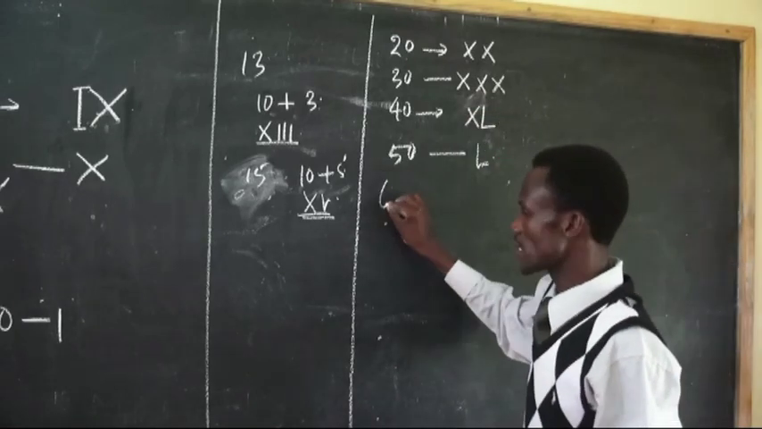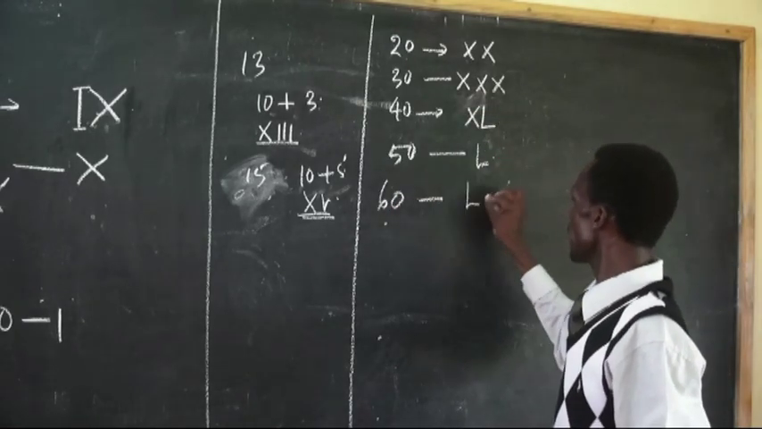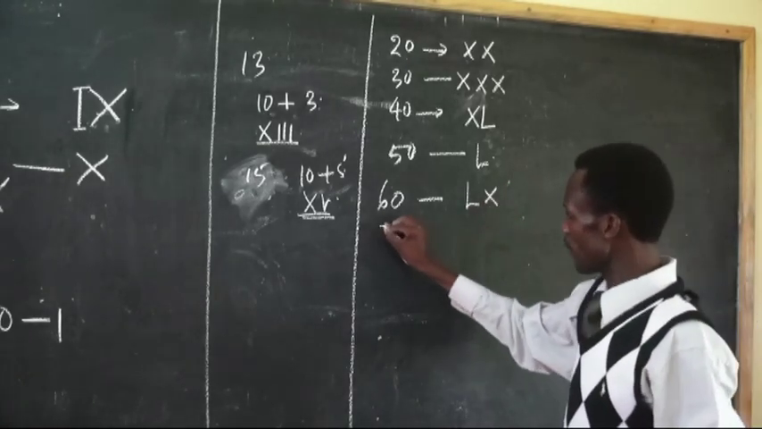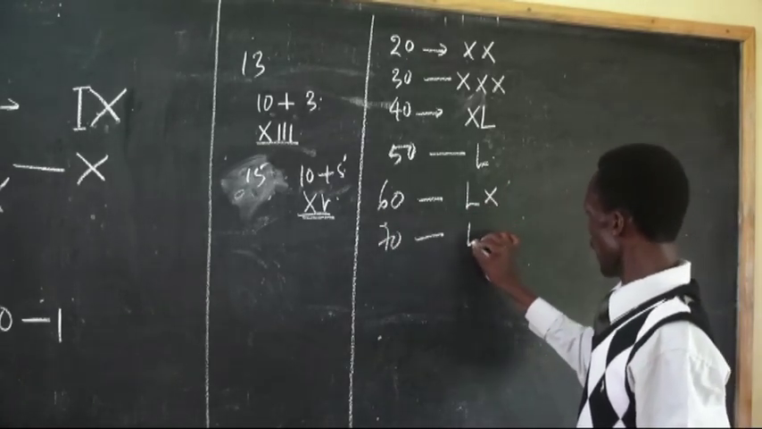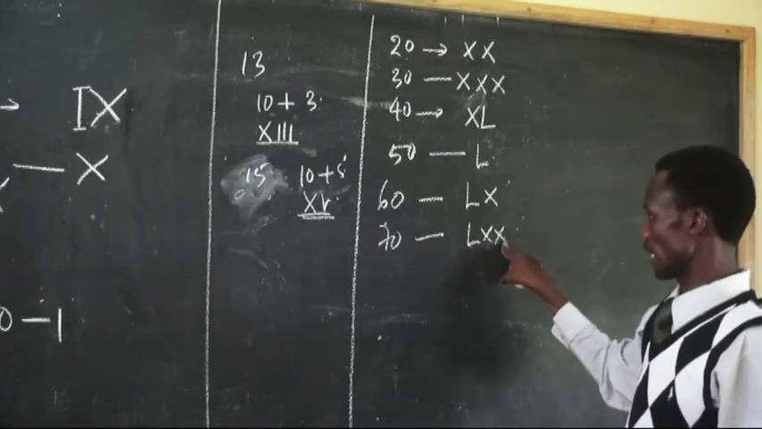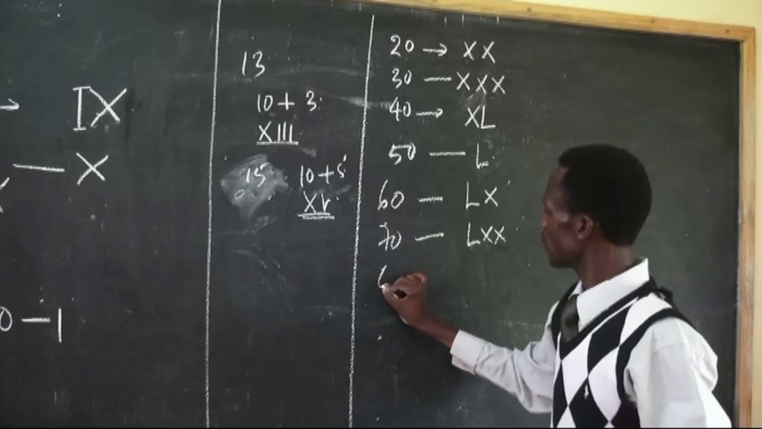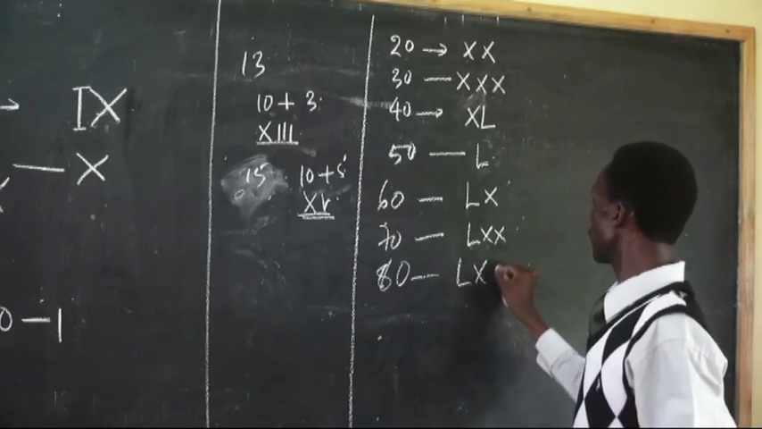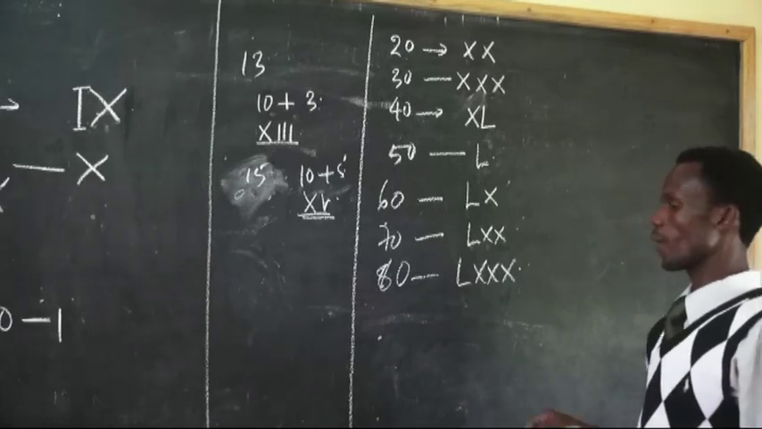Now we have 60. 60 is LX. Now that is 50 plus 10. And 70 is L double X. That is 50 plus 10 plus 10. Now we have 80. 80 is L triple X.